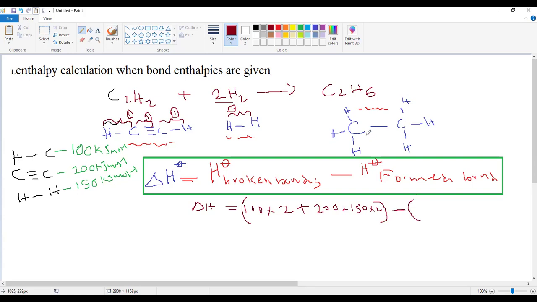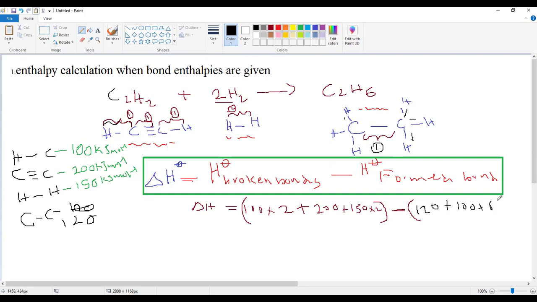You can see formed how many? Carbon-carbon single bond has been formed, no? So that also we need the data. So carbon-carbon single bond I will take 100, no, 120. So we have one carbon-carbon single bond, so I'll take it 120. And you can see carbon-hydrogen bonds, there's 1, 2, 3, 4, 5, 6. That means carbon-hydrogen bonds 100 into 6, no?